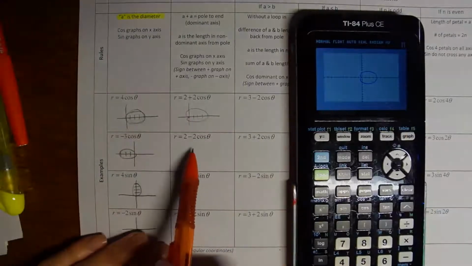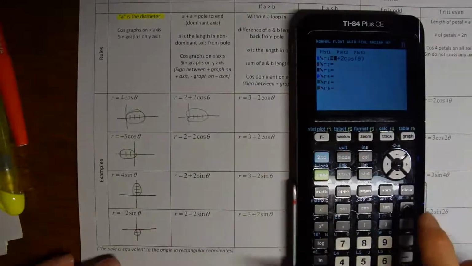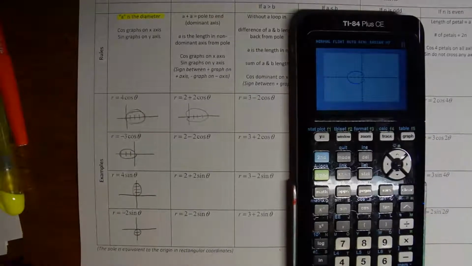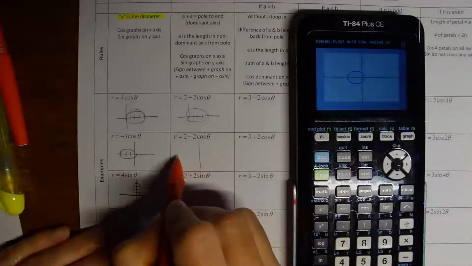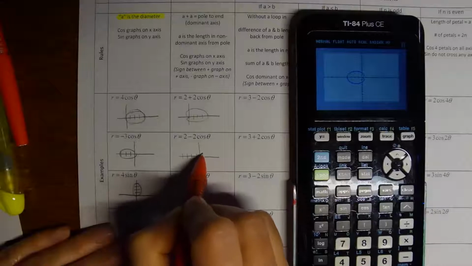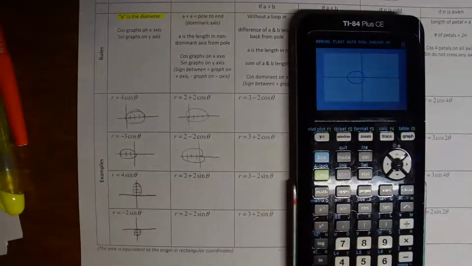What do you think is going to happen with this one that has a minus? I want you to make an educated guess. You think it's going to switch it? Let's check. You ready? Oh, that was easy, right? And I want this to feel easy. Sometimes people find these scary. Don't worry, I'll make them a little scarier.